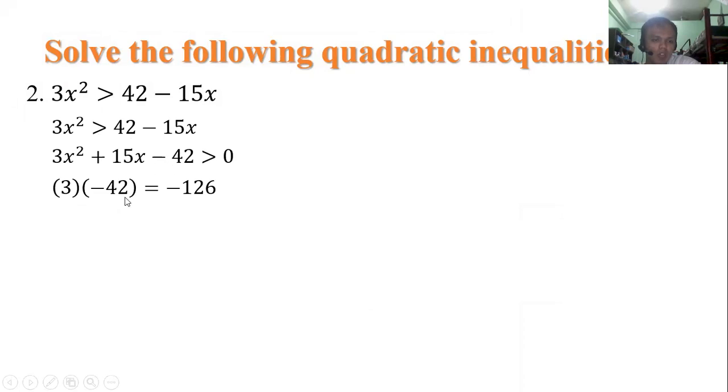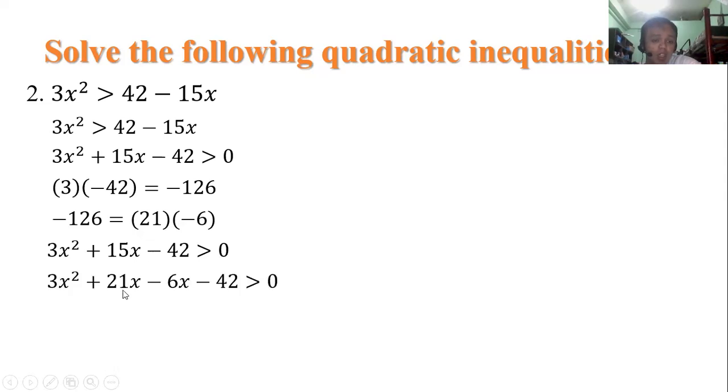3 times negative 42 is negative 126. And then factors of negative 126 na kung sa pag-add natin lalabas si 15, no? Then we have 21 times negative 6. Pag-add natin 21 plus negative 6, the sum is 15. Okay? Now, si 15x palitan natin ng 21x minus 6x galing dito.